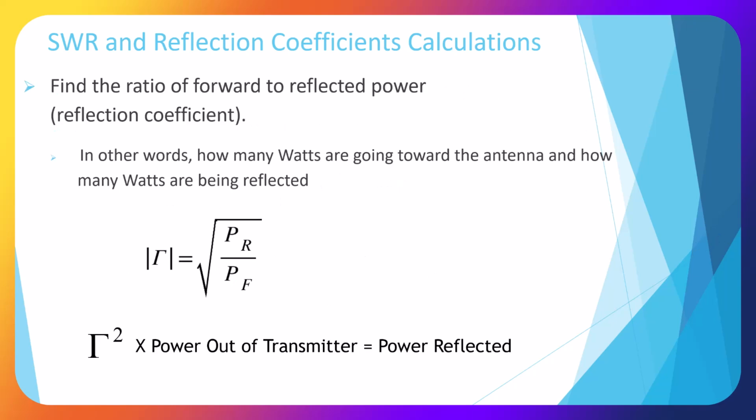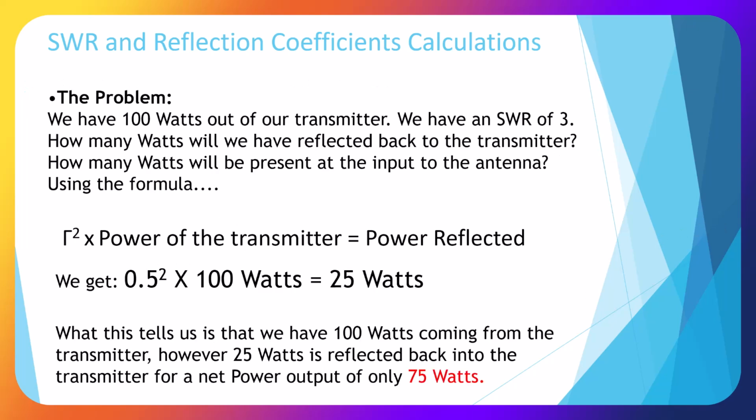Okay, next let's find the ratio of the forward to reflected power, also known as the reflection coefficient. Here's our formula. Power reflected over power forward. If we redo this calculation, we come up with rho squared times power out of the transmitter equals the power reflected.